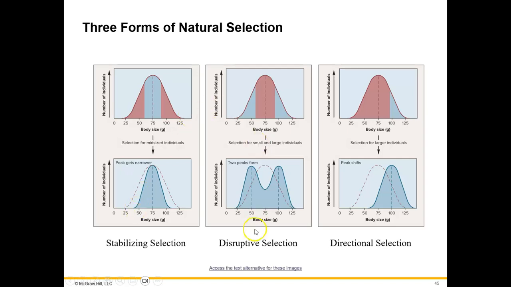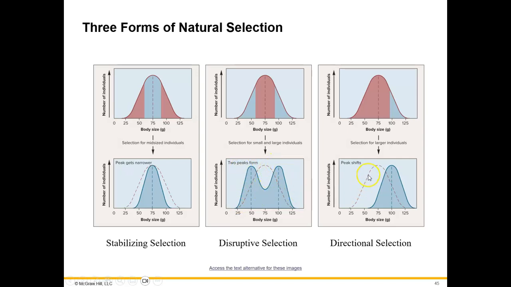Disruptive selection is kind of the opposite of that. In that, we're favoring the extremes. Here you can see there's no benefit to being middle-sized, but there is a benefit to being both smaller and larger in this species. And that's how we end up with 2 different peaks, because it's not as beneficial to be this weight, but it could be beneficial to be smaller or larger based on the environment in that specific scenario. So here we're favoring the middle. Here we're favoring the extremes.